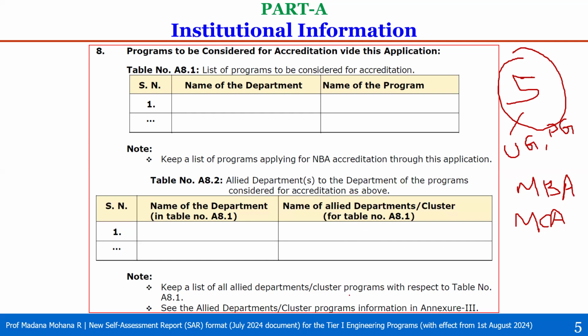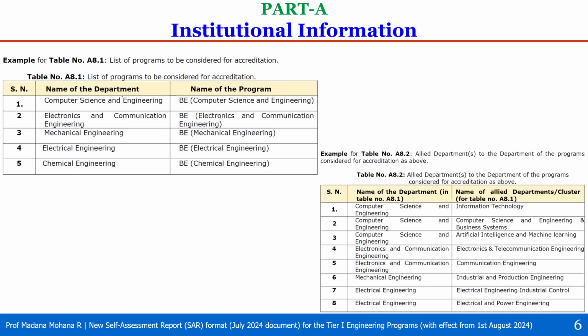Then at the end, in Annexure-III, we will see the sample allied departments or cluster programs given as per AICTE nomenclature. Then let us see one example here. So A8.1 list of programs to be considered for accreditation. So you are going for the following 5 programs in one application, maximum 5.